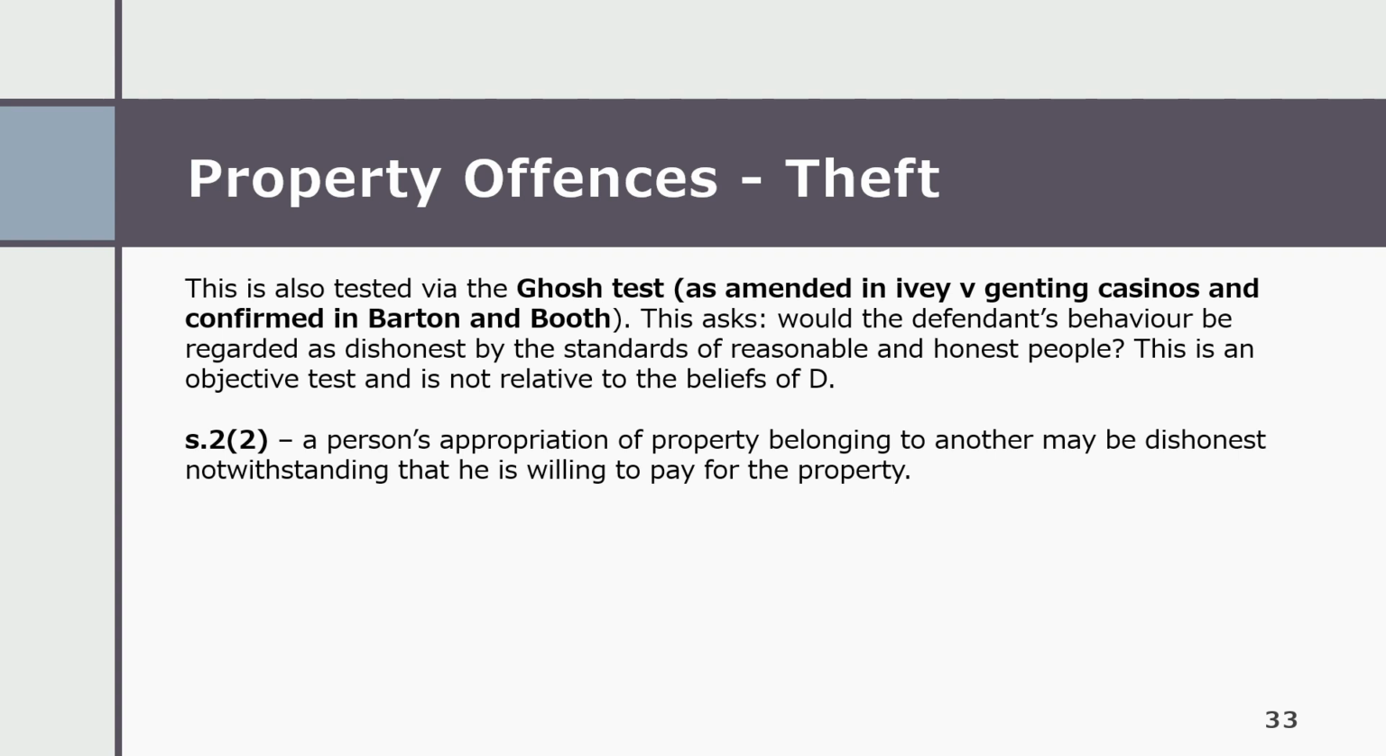This is also tested via the Ghosh test as amended in R v Valentines Casinos and confirmed in Barton and Booth. This asks, would the defendant's behaviour be regarded as dishonest by the standards of reasonable and honest people? This is an objective test and is not relative to the beliefs of D. Section 2, subsection 2 states that a person's appropriation of property belonging to another may not be dishonest, notwithstanding that he is willing to pay for the property.